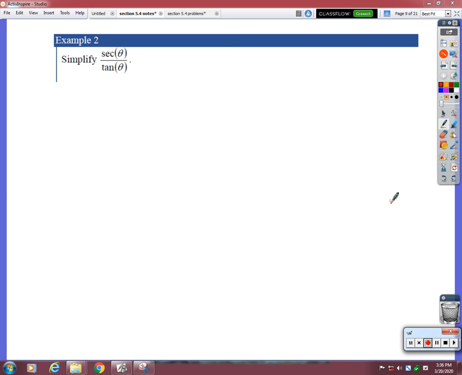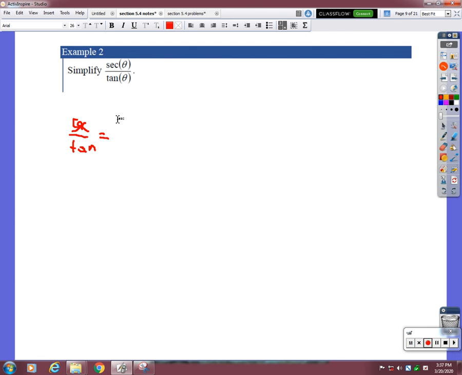All right, so wrapping up section 5.4, the second part of this is what's called trig identities. Trig identities are widely hated by all students everywhere, so you're fortunate to not have to do this, but it's a fun thing to play around with. So what we're going to do with trig identities is take something like the one above, secant divided by tangent, and change that into another trig function.